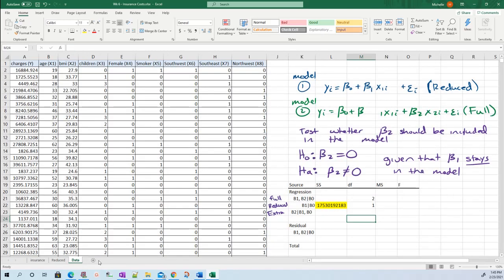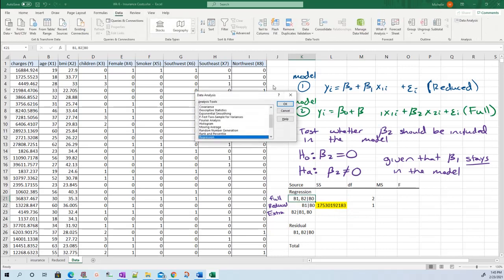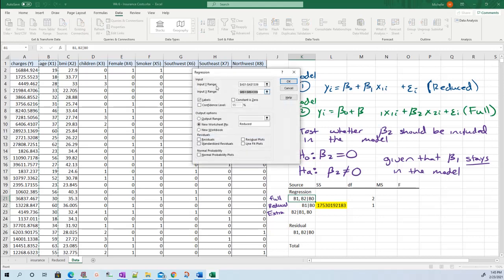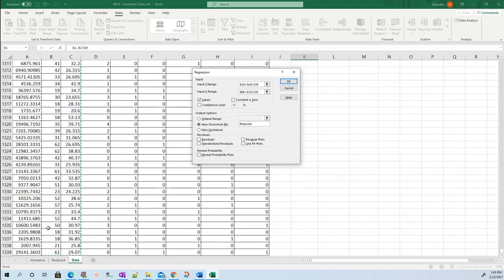Let me go back to data. For the full model, let's run our regression again. Data, data analysis, regression. Erase what's in there in the X, and then highlight X1 and X2, not all of them. Highlight all your data. And let's call this full.